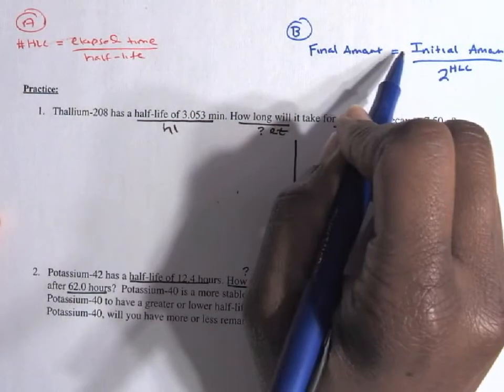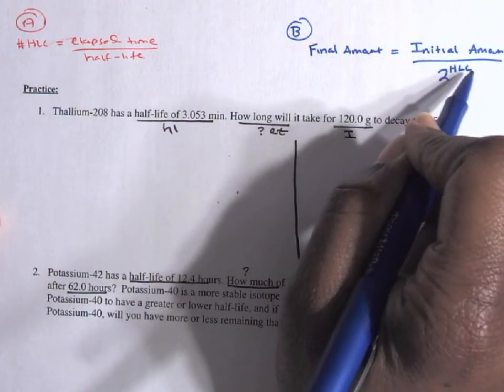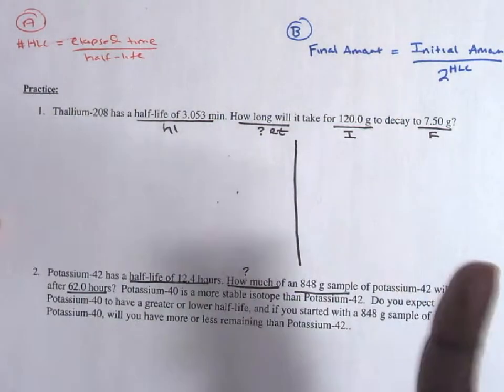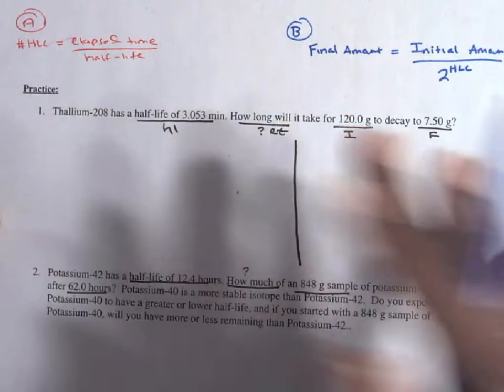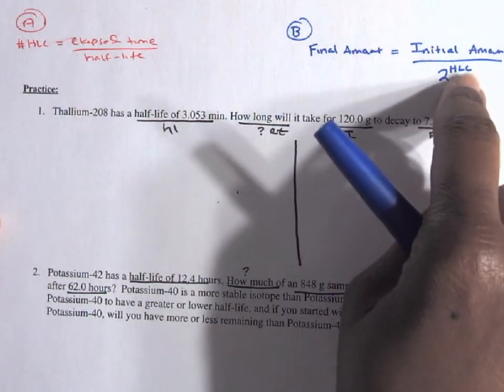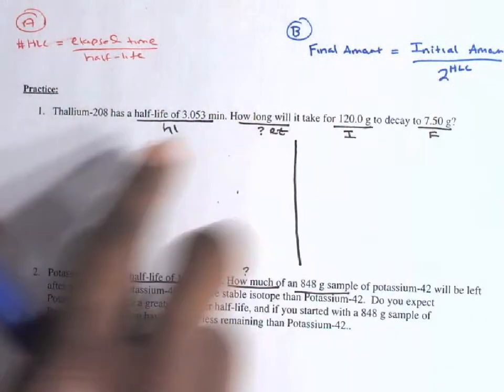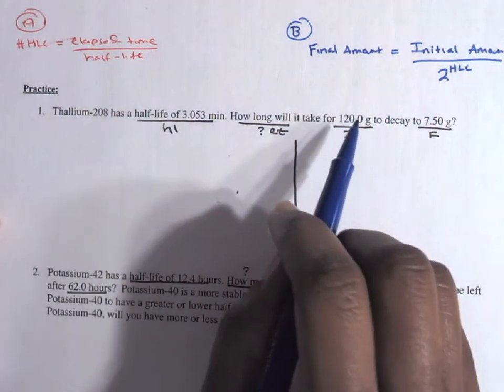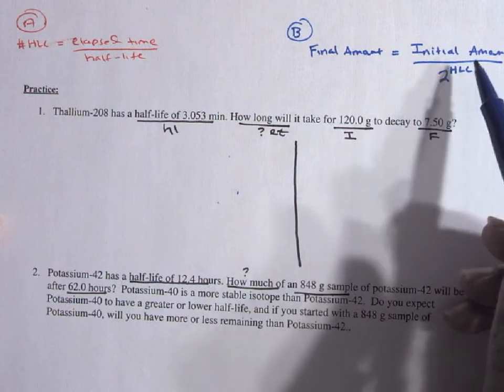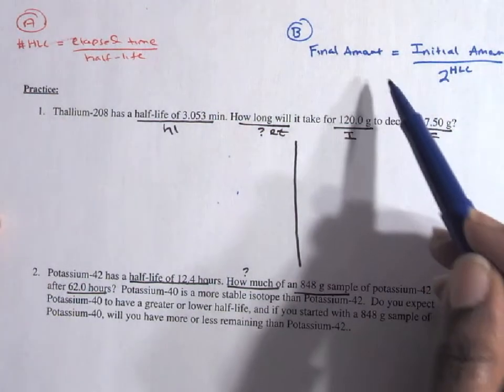Final is equal to initial over 2 to the power of HLC. The first equation we use, whether it's A or B, we always use to find the half-life cycles. That's because, as you notice, in both of these equations it's there. So let's plug in our information. Our initial is 120, so I'll plug that in at the top there. And our final is 7.5. I'll plug that in here.